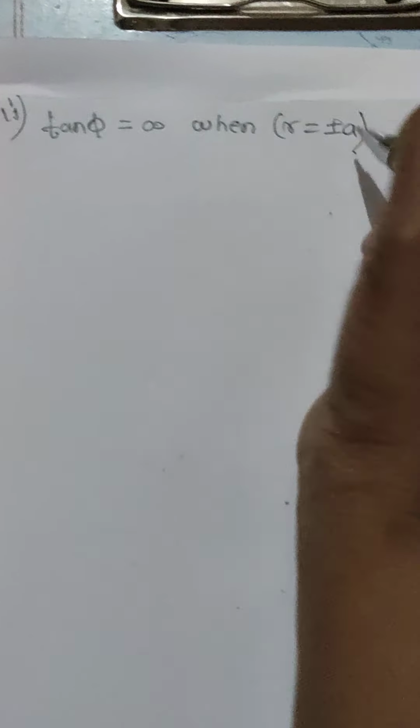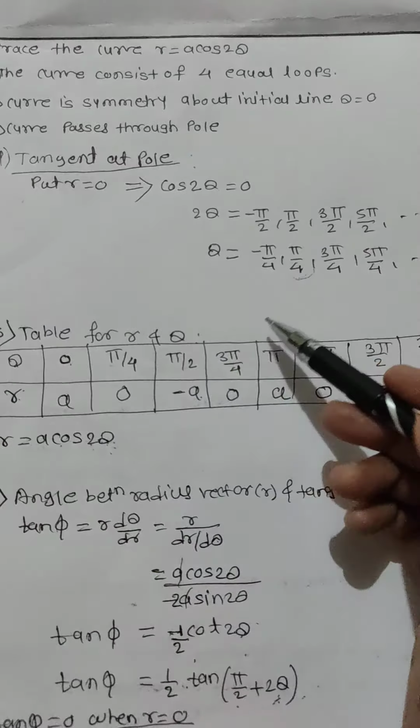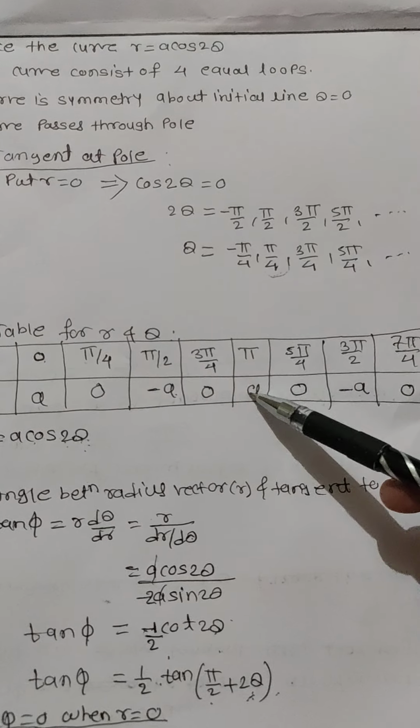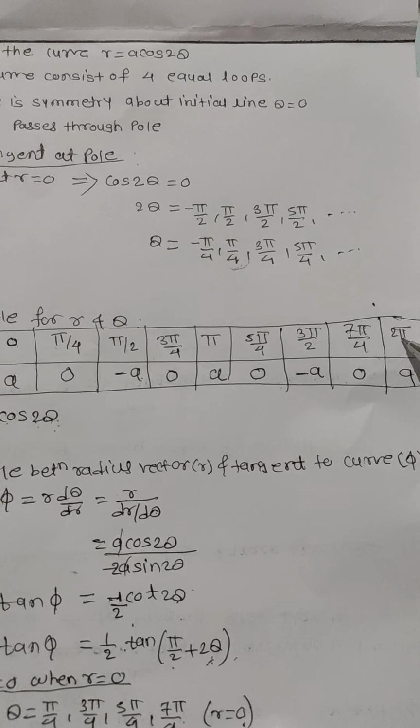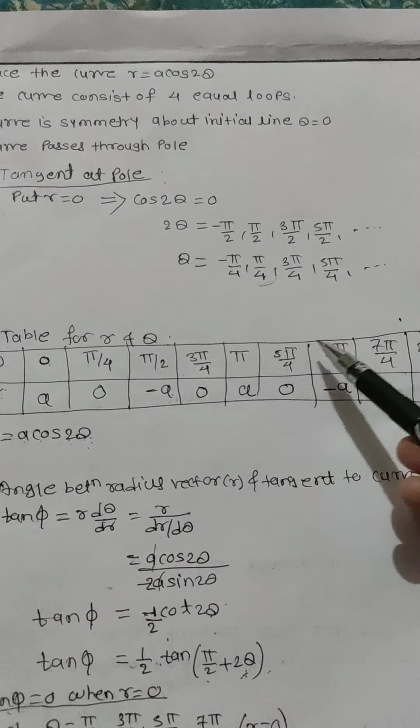And what is the second part? The second part is tan phi equal to infinity. Here tan phi equals infinity when r equals plus minus a. So we have the values plus a and minus a: at theta equal to 0, r is a; at pi by 2, minus a; at pi, a; at 3 pi by 2, minus a; at 2 pi, a. These are the values of theta.